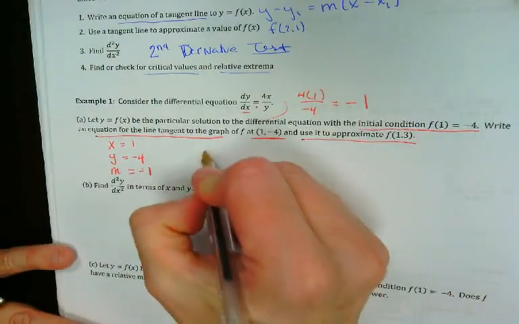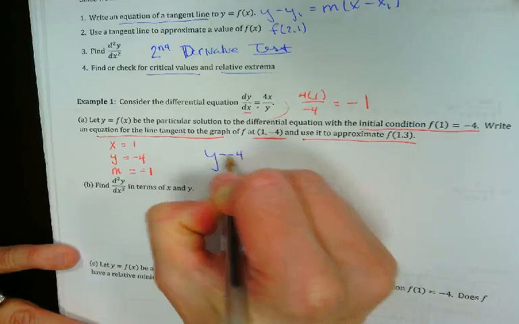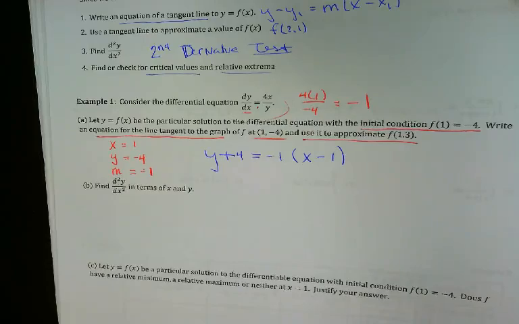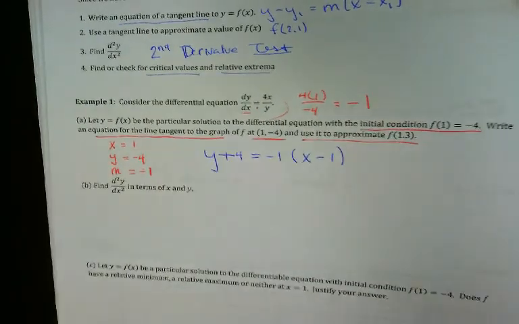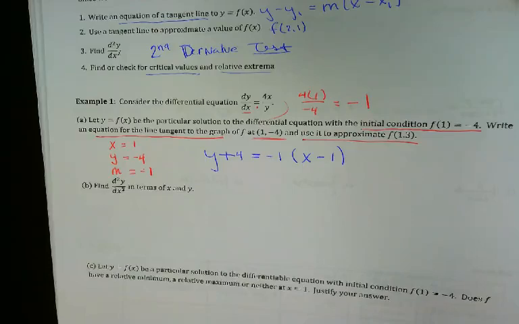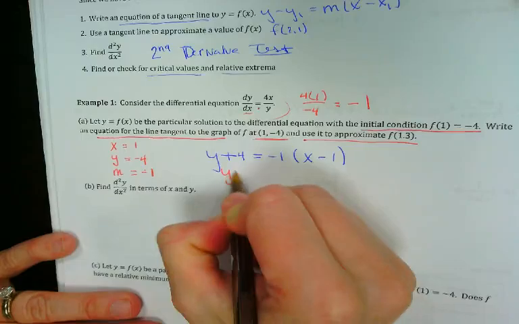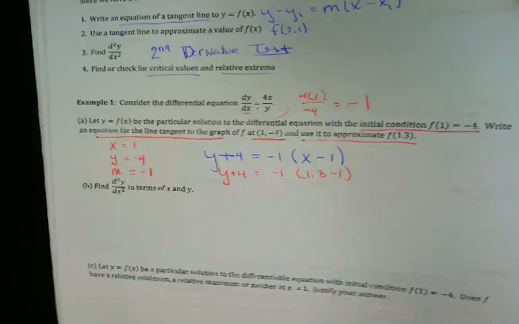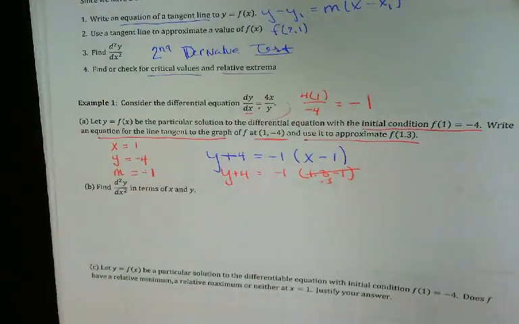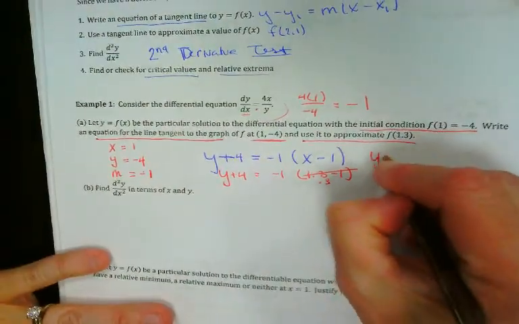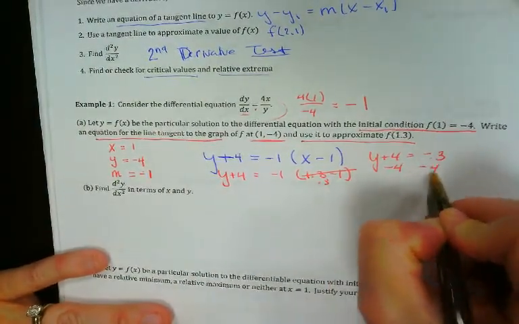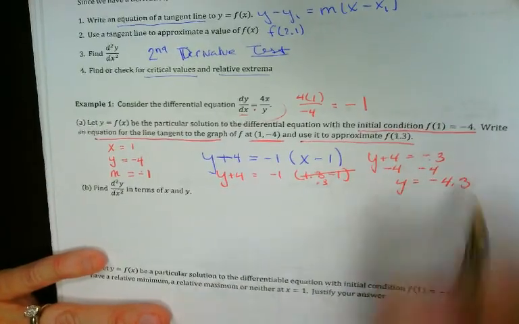Okay, so anytime I see tangent line, I'm saying I need an x, a y, and a slope. And now let's just put it all together. So y minus y1, so y minus -4 is going to turn into a plus, equals -1 times x minus 1. So now that you wrote the line, it says use it to approximate f of 1.3. So all we're doing is plugging in 1.3 at this point. So y plus 4 equals -1 times 1.3 minus 1. 1.3 minus 1 is just 0.3. 0.3 times -1 is -0.3. And then I have to subtract over a 4. So I think we should get -4.3.